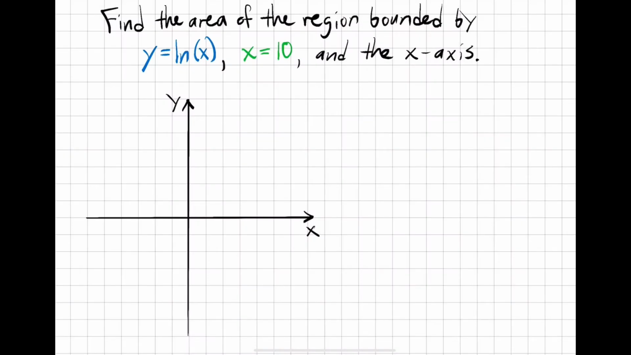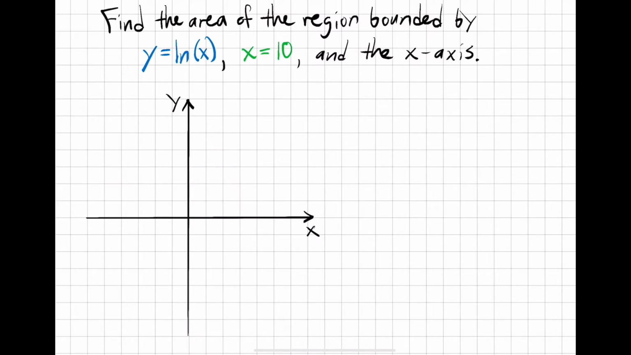Here's another example of using integrals to find the area between curves. Find the area of the region bounded by y equals the natural log of x, x equals 10, and the x-axis. As usual, we need to start by drawing a rough graph of what our curves look like. Let's start with the easiest ones, x equals 10 and the x-axis.